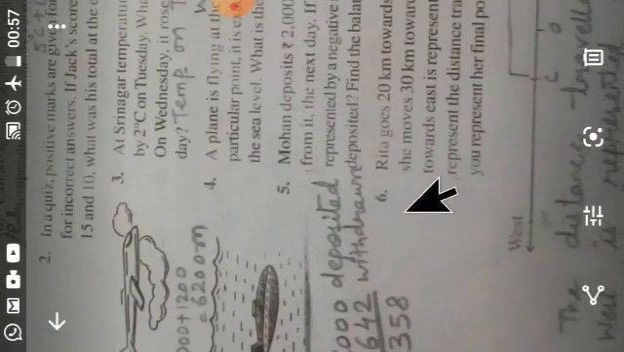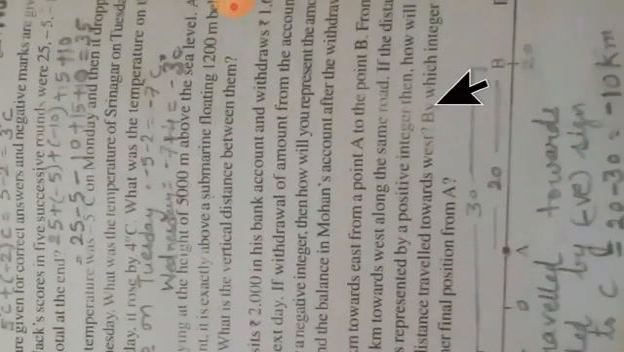Now the next question. Rita goes 20 km towards east from point A to point B. From B, she moves 30 km towards the west along the same road. If the distance towards east is represented by positive integer, then how will you represent the distance traveled towards west? By which integer will you represent the final position from A?